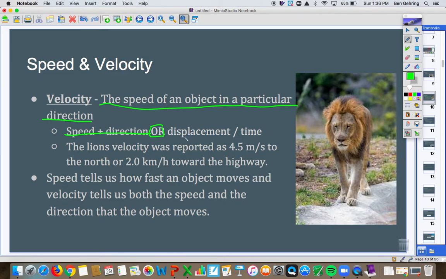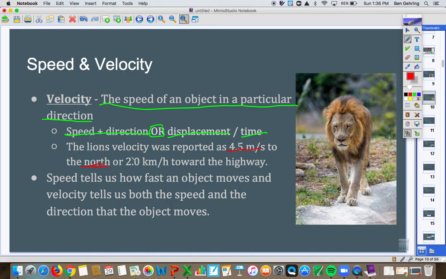because we just talked distance and displacement, we said displacement always has to have a direction. So for velocity, we can take displacement and divide it by time to get our velocity as opposed to our speed. In the case of the lion, its velocity was reported to be 4.5 meters per second to the north. So we have a speed, 4.5 meters per second, and we have a direction which is to the north.